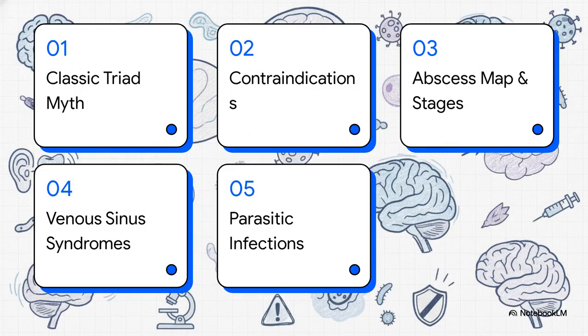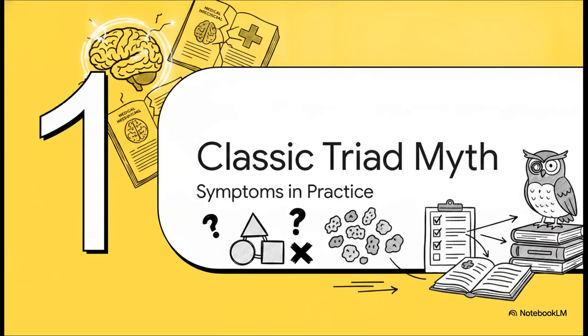Okay, so here's our rapid-fire game plan for this explainer. We're hitting the classic triad myth, the absolute contraindications, mapping out abscess stages, tackling venous sinus syndromes, and wrapping up with opportunistic infections. Let's dive right into section 1 and tackle that classic triad myth head-on.